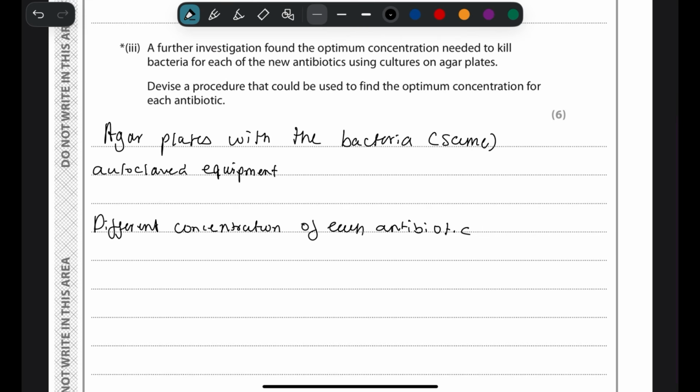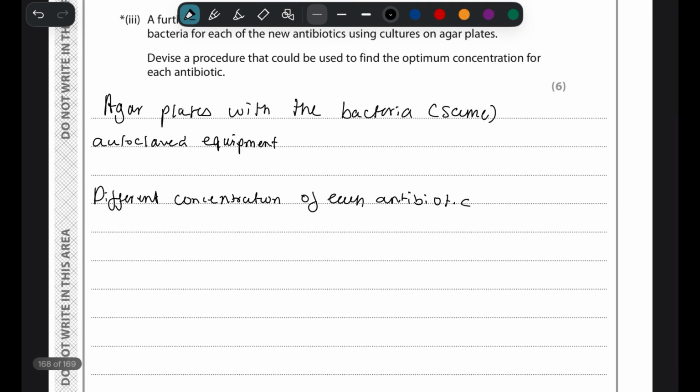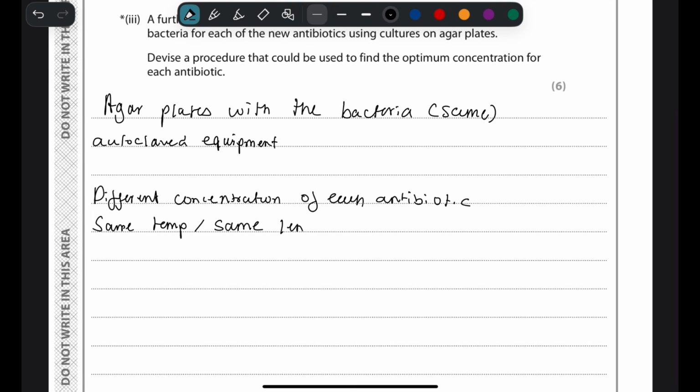That's important. And then something else that we're probably going to need to say is, okay, we've got our independent variable. What about control variables? Same temp, same time, same length of time. And obviously we mentioned about same bacteria, so let's just put a biotic one in there as well. Same species of bacteria. So those are all good now.